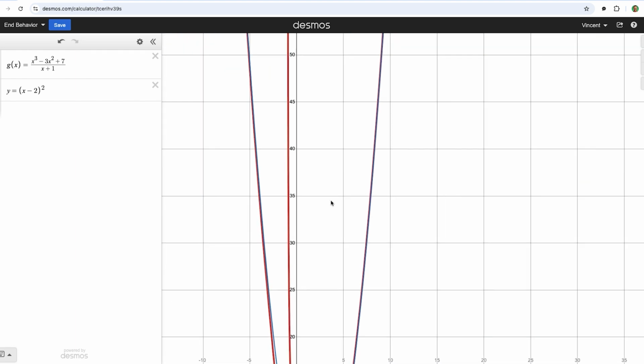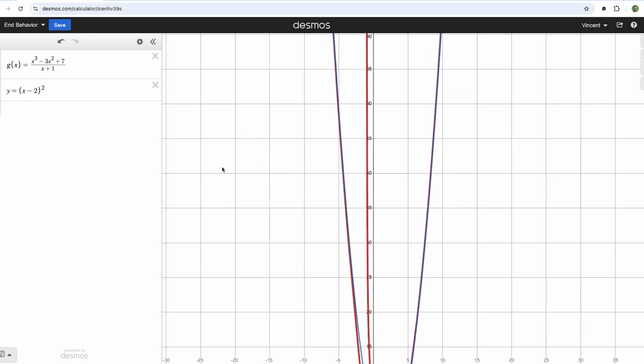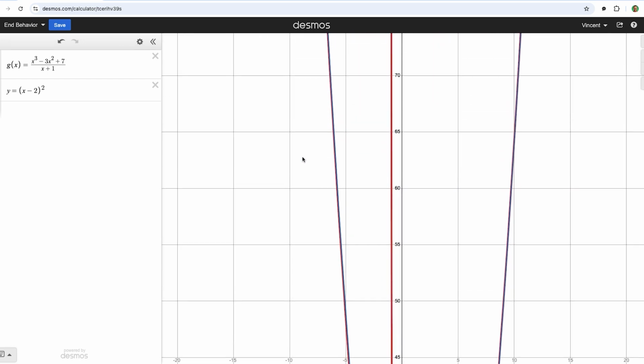And as x goes to negative infinity, if we zoom out here and then look at what happens on this side as x goes to minus infinity, the graph in blue is still getting closer and closer and closer to the graph in red. So we can say that these two graphs have the same end behavior. As x goes to plus or minus infinity, both functions are going up to infinity.